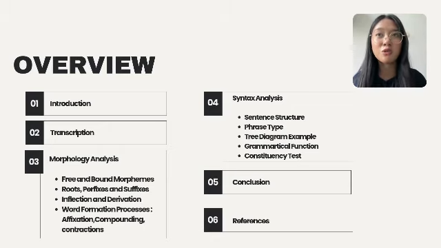The third one will be the morphology analysis. In this morphology analysis, I will talk about 4 topics: free and bound morphemes; roots, prefixes and suffixes; inflection and derivation; and the last one is word formation processes, which include affixation, compounding, and contraction. Then we move to the next part, the syntax analysis, which will be covered by my partner. She will talk about sentence structure, phrase types, tree diagram examples, grammatical function, and the last one is the constituency test. Then we will give our conclusions and we will also show Doctor our references.